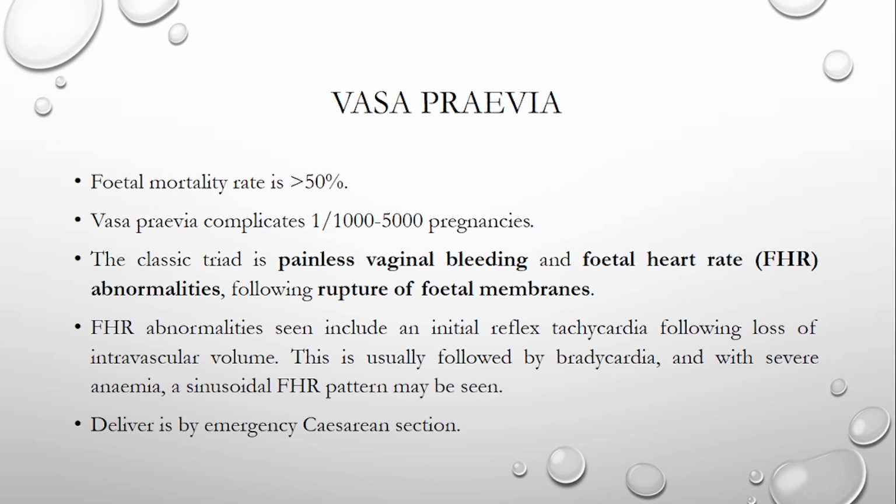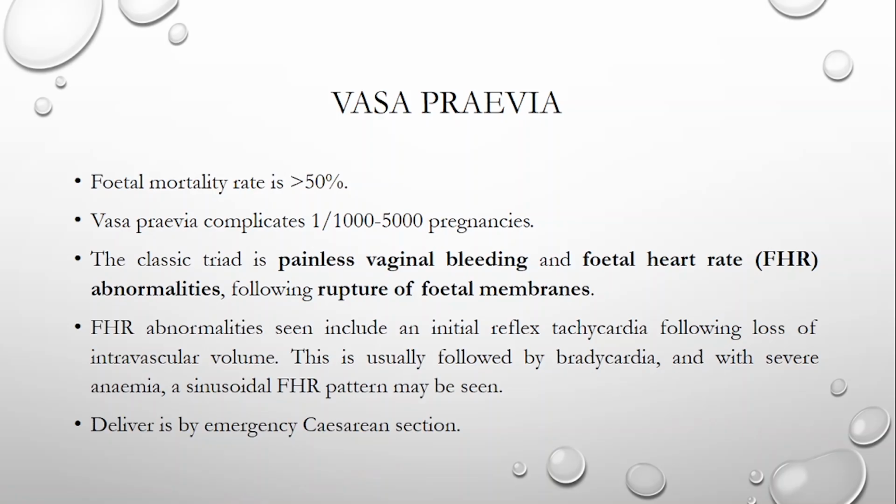Fetal mortality rate in vasa previa is about 50%. Why? Because you need a high index of suspicion to make the diagnosis. Most people will miss the diagnosis of vasa previa. They'll be treating placenta previa, not knowing that it's bleeding from the velamentous insertion of the umbilical cord. As I said earlier, it complicates about 1 in 1,000 to 5,000 pregnancies.